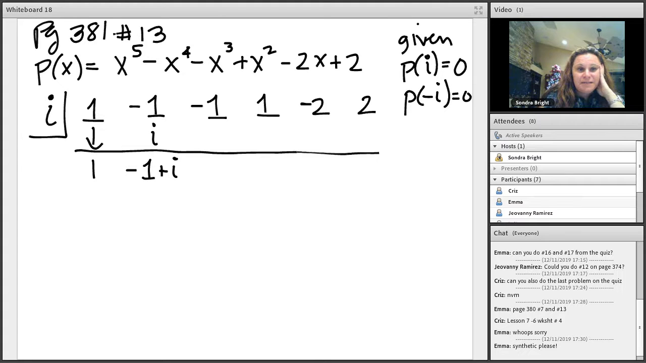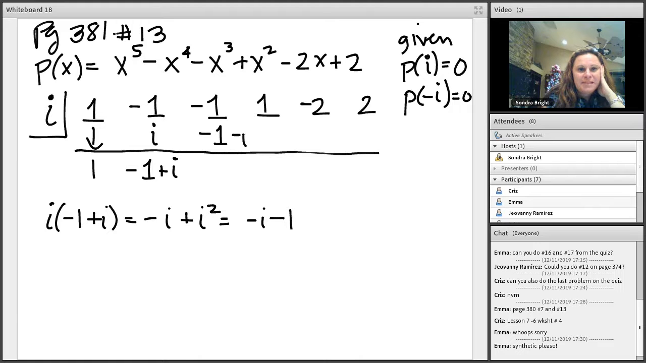Multiplying that, negative 1 plus i, I'm going to do it off to the side here, times i. You'll have a negative i plus i squared. Well, that's a negative i minus 1. Yeah? So I'm going to line it up. You've got a negative 1 minus i there. When you add those together, you'll have a negative 2 minus i.